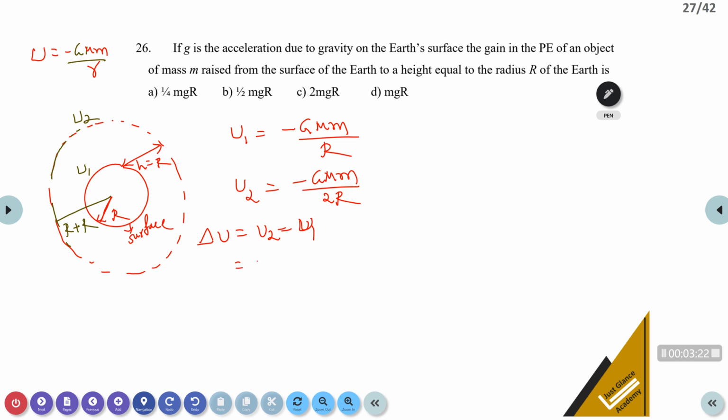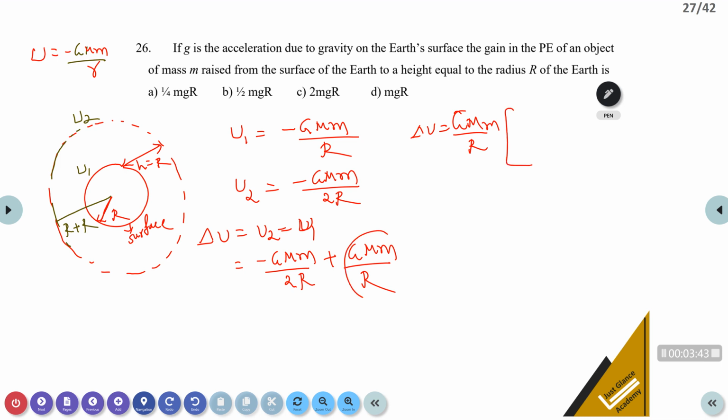Substitute this: minus G M m divided by 2R plus G M m divided by R. Simplified, delta U equal to G M m divided by R into the bracket. This is a common factor. So minus 1 by 2 plus 1. This delta U equal to, it is plus, of course, G M m divided by 2R. This is the formula.